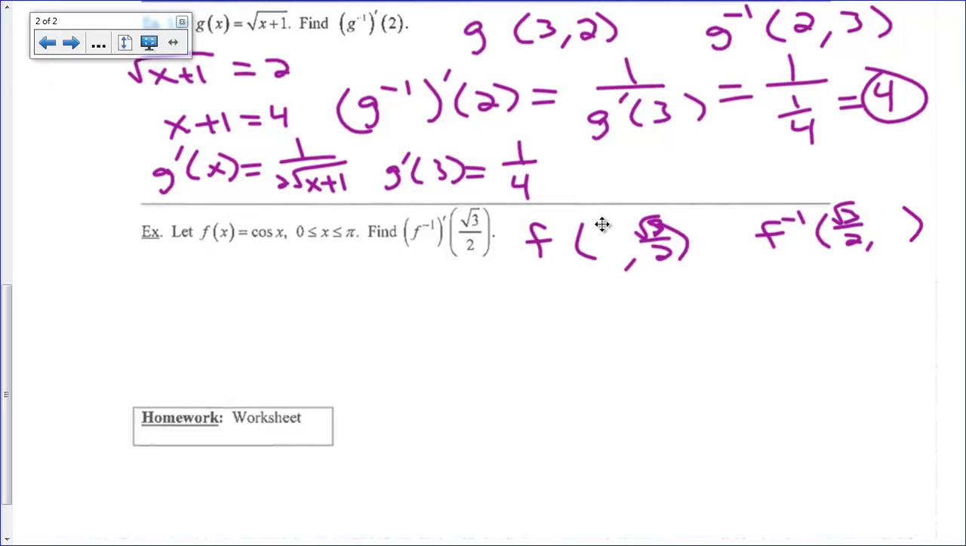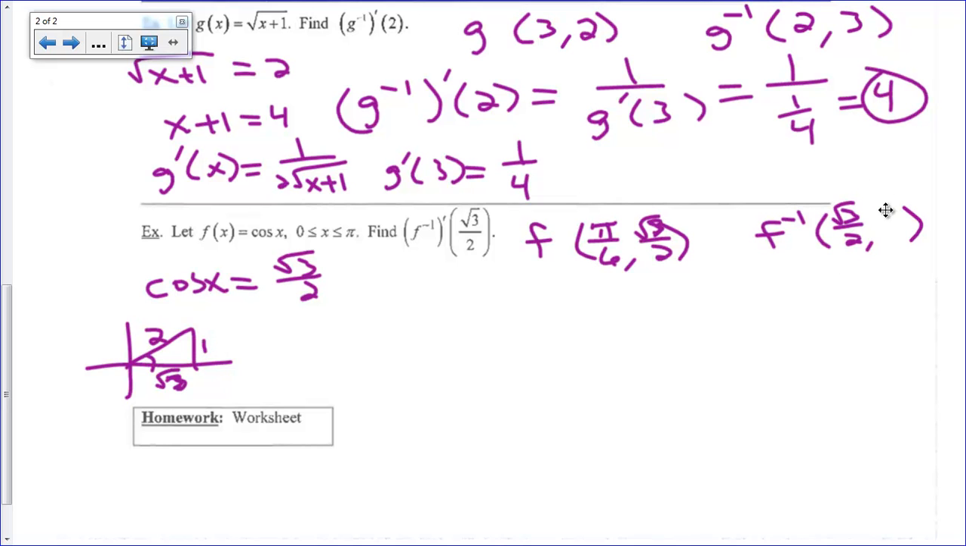That's a 3. All right, so I need to find out what x value makes cosine x equal to the square root of 3 over 2 on the interval from 0 to pi. What angle will make cosine equal square root of 3 over 2 on that interval? And that answer is obviously pi over 6. Pi over 6. Why is that true? Cosine is adjacent over hypotenuse. If you do the Pythagorean theorem, then the opposite side would be a 1. That's a 30-degree angle, which is pi over 6.